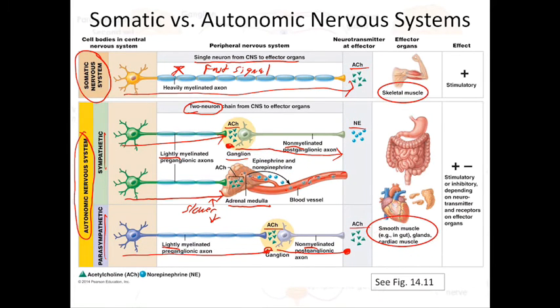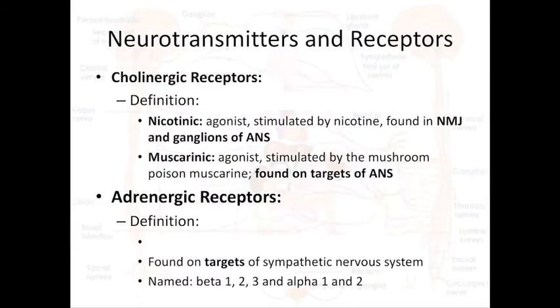Okay, another major difference is the target tissues, of course. Skeletal muscle on the somatic, smooth muscle, glands, and cardiac muscle on the autonomic. The effects, always stimulatory on the somatic side, sometimes stimulatory, sometimes inhibitory on the autonomic side.